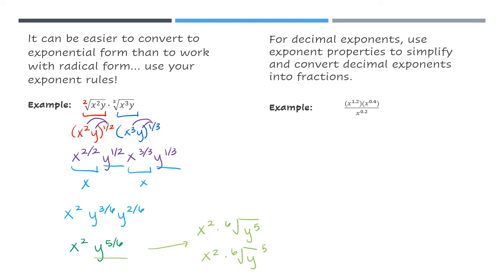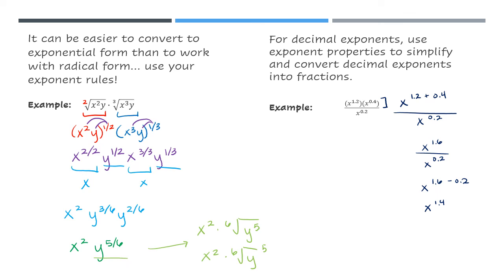I've got like bases. I've got a consistent base of x going on here. So that means maybe if I focus on the numerator, I need to add those exponents together. x to the 1.2 plus 0.4. And we're still dividing by x to the 0.2. So let's see, that's going to look like x to the 1.6 over x to the 0.2. Okay, well, I've got like bases that are being divided. So that means I subtract my exponents. So this looks like x to the 1.6 minus 0.2, or x to the 1.4.